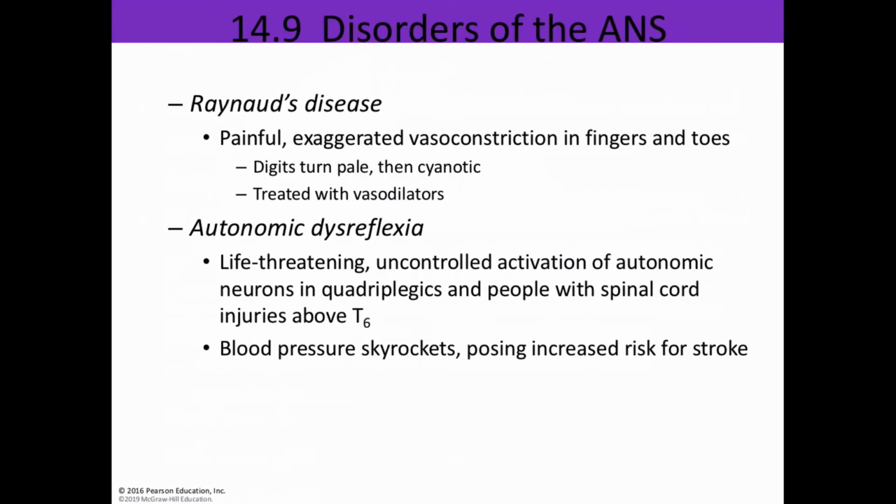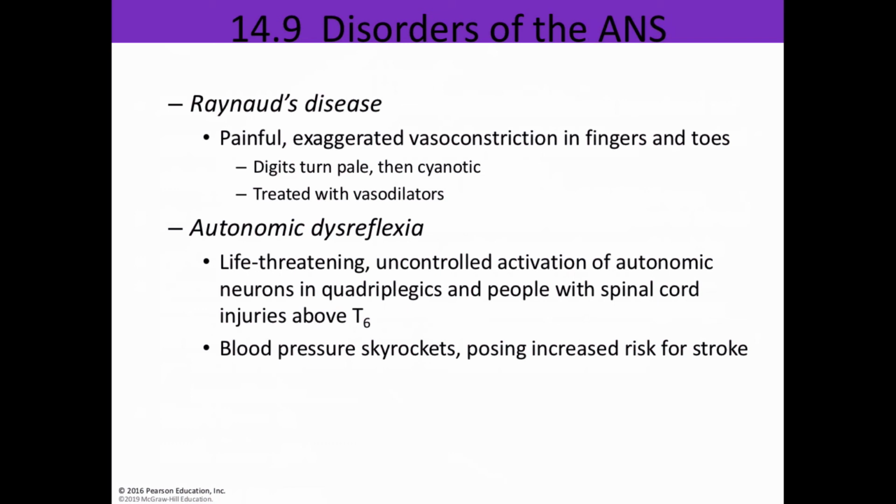So we've done, class, hypertension. Next up, class, is Raynaud's disease, another, class, disorder of the autonomic nervous system. So this is a painful, exaggerated vasoconstriction, class, of the fingers and toes. So it's treated, class, with vasodilators. And of course, it says the digits turn pale and then become cyanotic, class, meaning they become blue because of the lack of oxygen. And last of which will be autonomic dysreflexia, class.